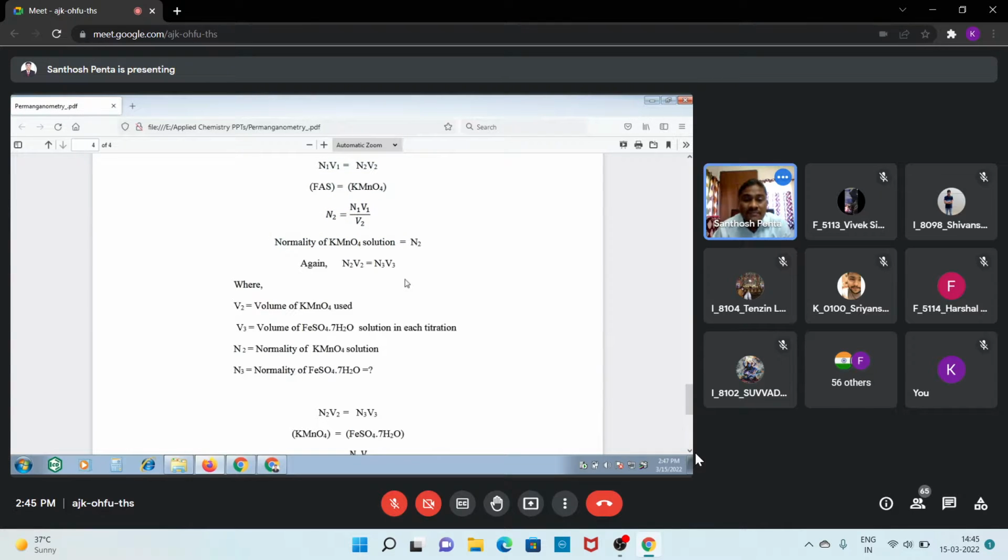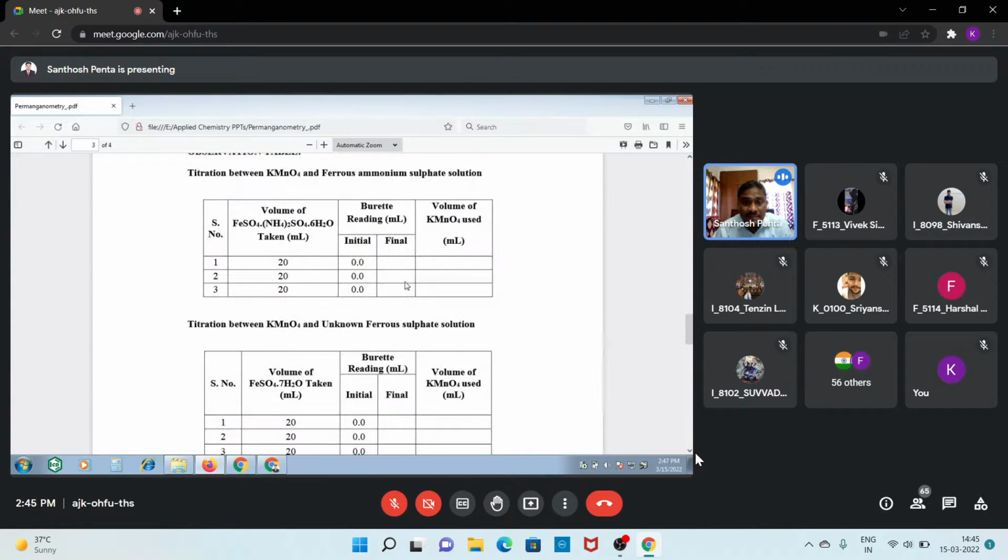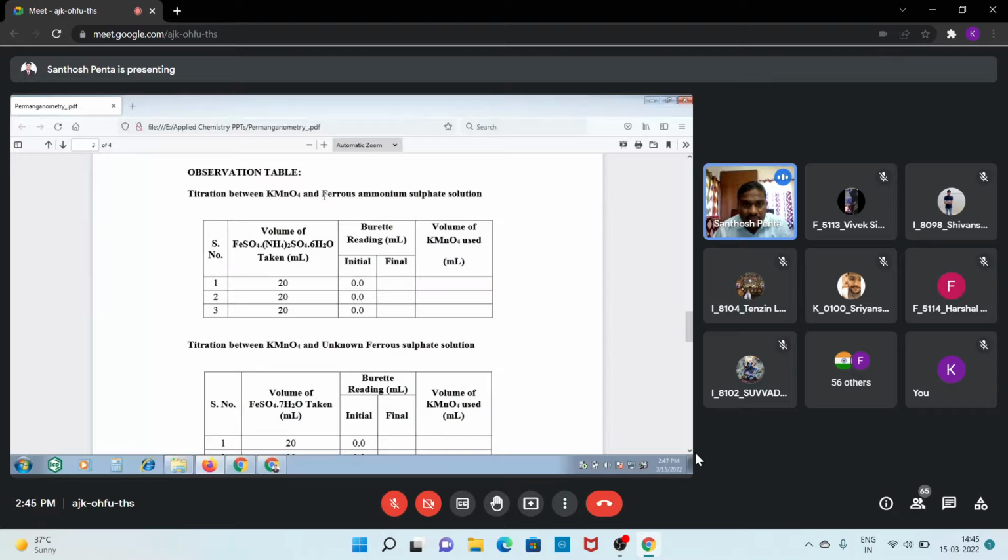So with the help of ferrous ammonium sulfate solution, whose strength was given, that means the normality was given, you are calculating the normality of potassium permanganate. This is the first observation table.